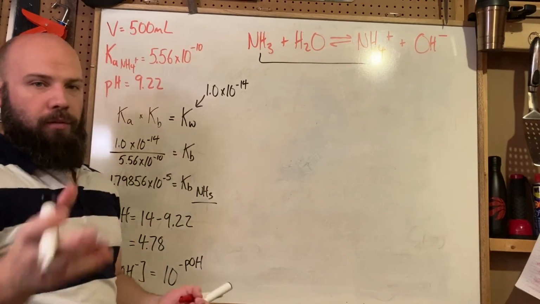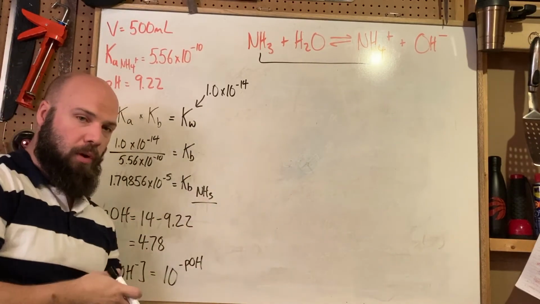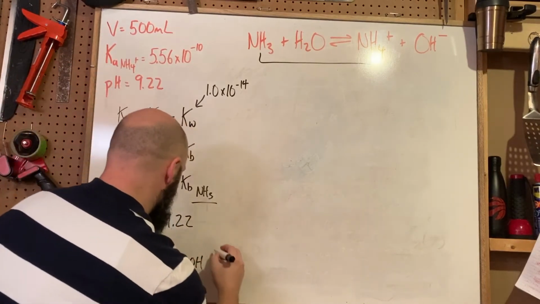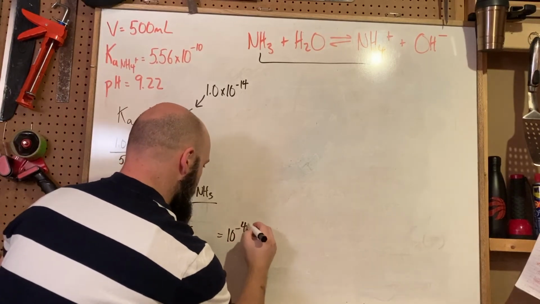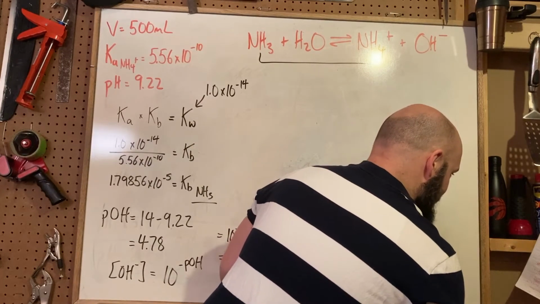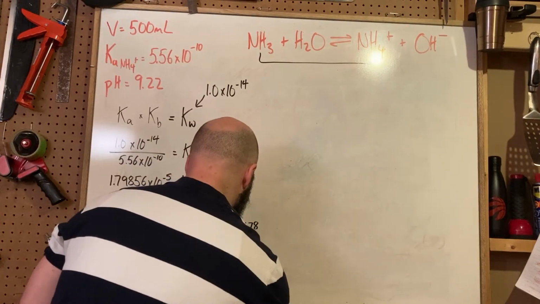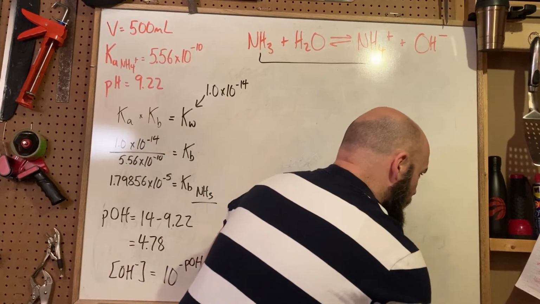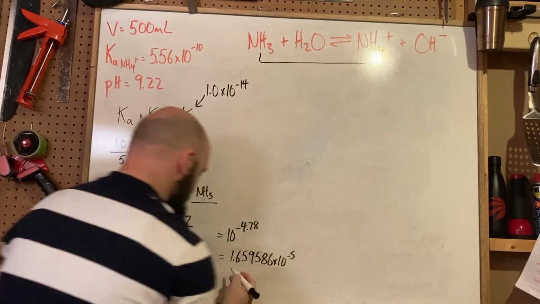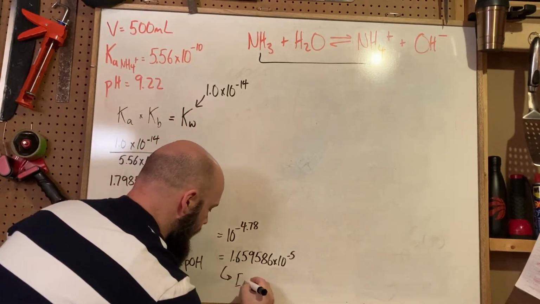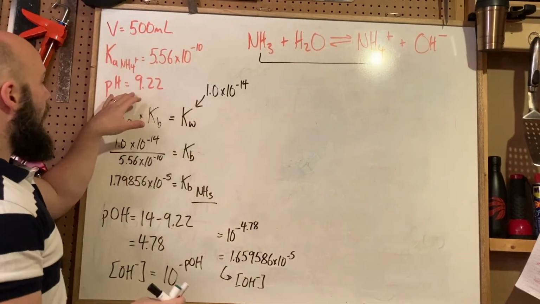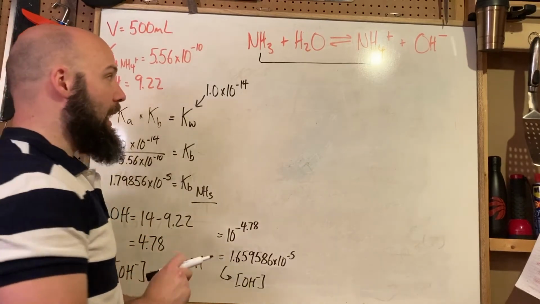This is the same as what you would have done with pH, where the concentration of the hydronium ions would have been 10 to the negative pH. So 10 to the negative 4.78 equals 1.659586 times 10 to the negative 5. This is the concentration of OH minus at equilibrium, at the final solution with your 9.22 pH.